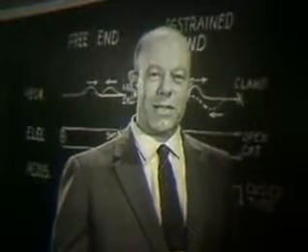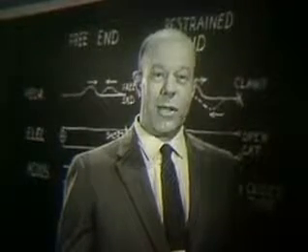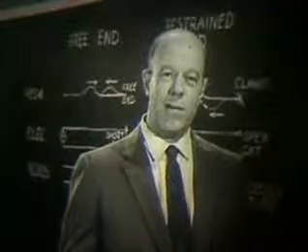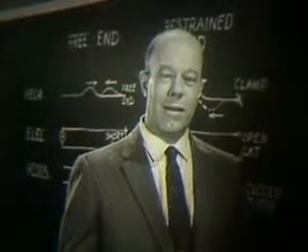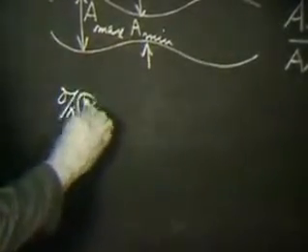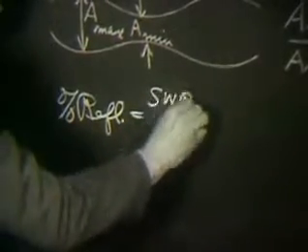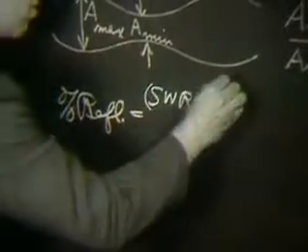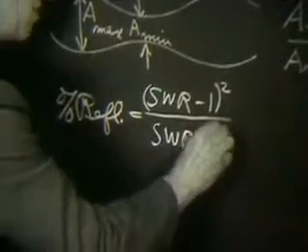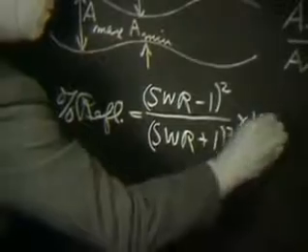The punchline is this. In any practical case of reflection, a measurement of the standing wave ratio on the medium just ahead of the termination enables one to calculate the percent reflection that is taking place there. The complete expression is: percent reflection is equal to the standing wave ratio minus 1 squared, divided by the standing wave ratio plus 1 squared, times 100.